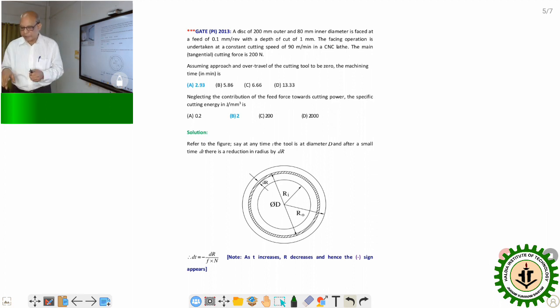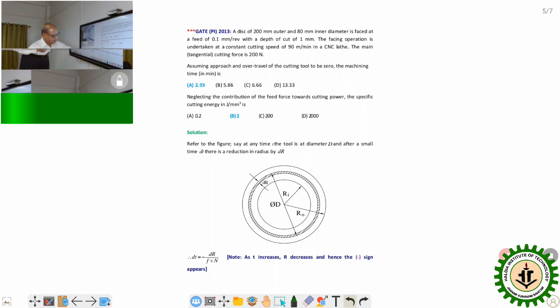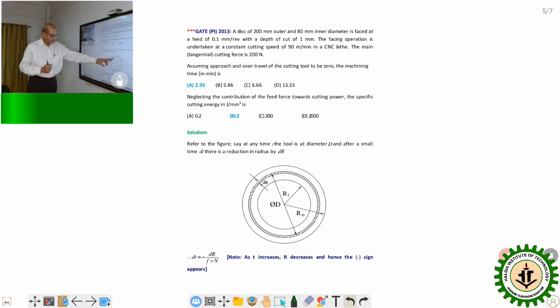So it may so happen when D approaches the center, that means D approaches 0, the N will try to approach infinity. In that case, the motor may burn out. So one should be very careful about implementing this particular code. Anyway, to solve this particular problem, let us take this particular drawing.